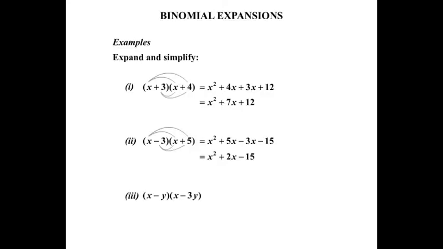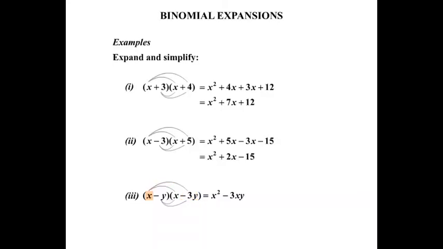Our third and final example here, x minus y multiplied by x minus 3y. So we start with that first term and loop up with the two terms in the other bracket. Then moving on to the minus y, draw our little loops. So here we go, x times the x equals x squared. Then we have x times the minus 3y, which will give us minus 3xy.